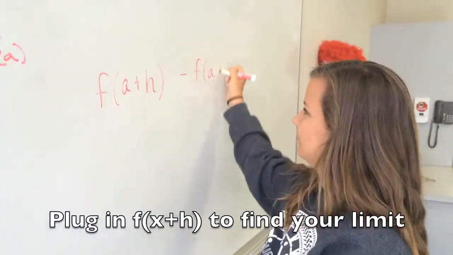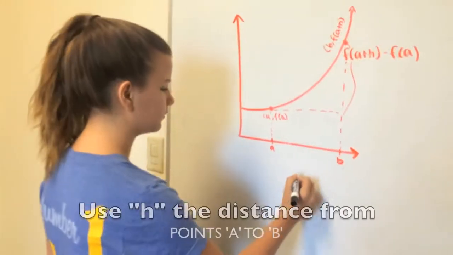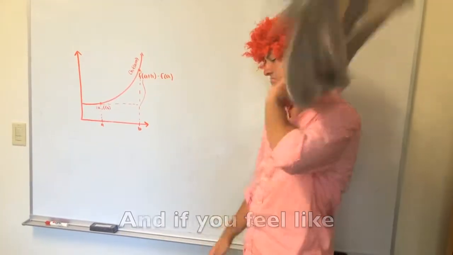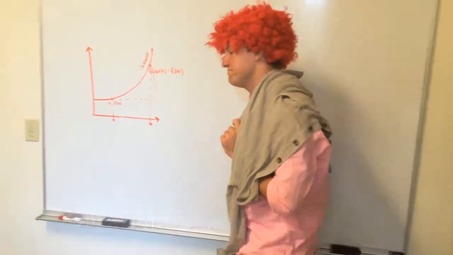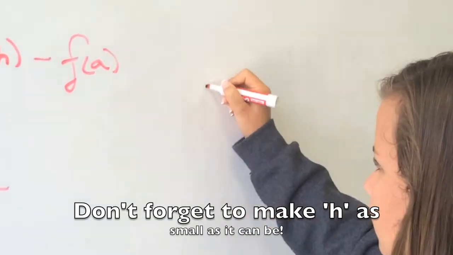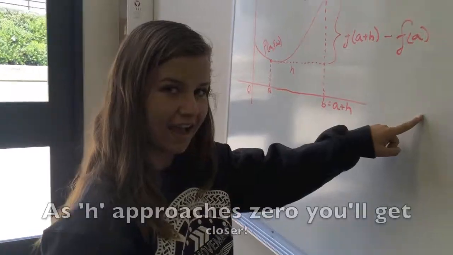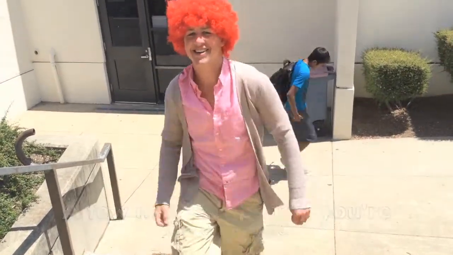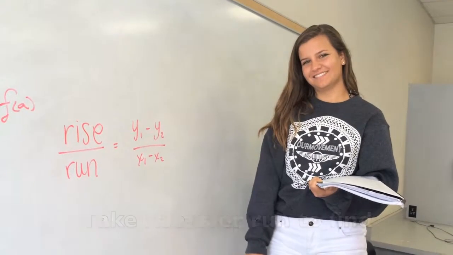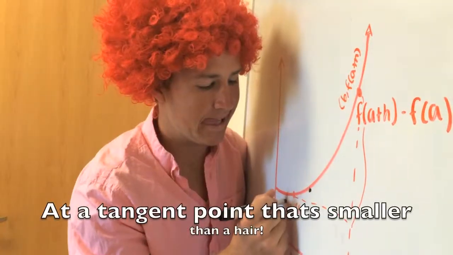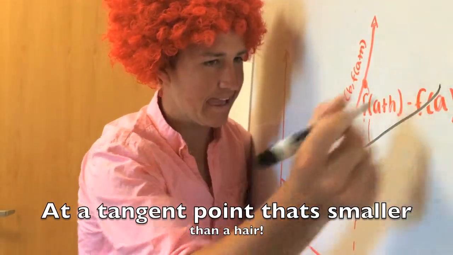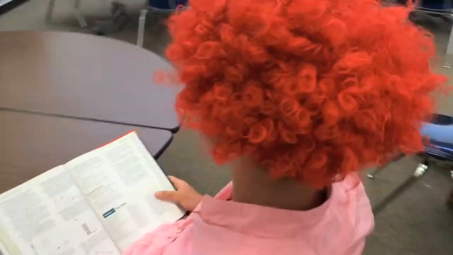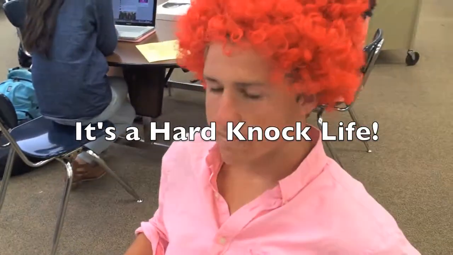Plug in f of x with h to find your limit. Use h to difference from points A to B. And if you feel like you want to throw the towel in, don't forget to make h small as it can be. As h approaches 0, you'll get closer. A few more steps and you're really almost there. Take rise over run to find the slope of a curve at a tangent point that's smaller than a hair. It's a hard knock life.